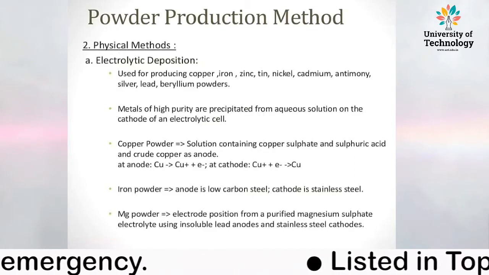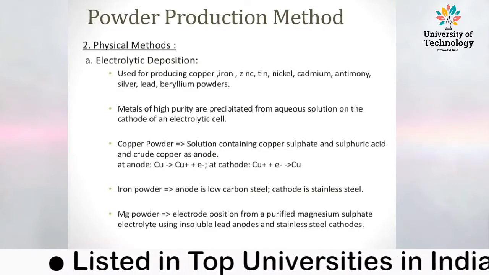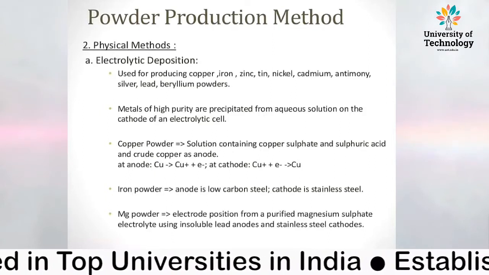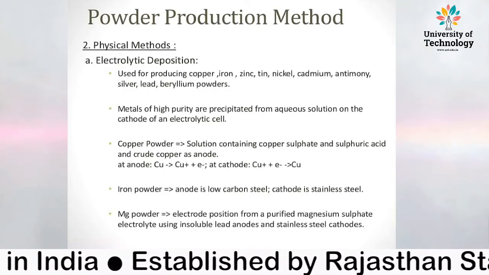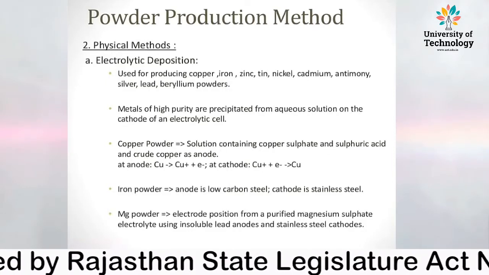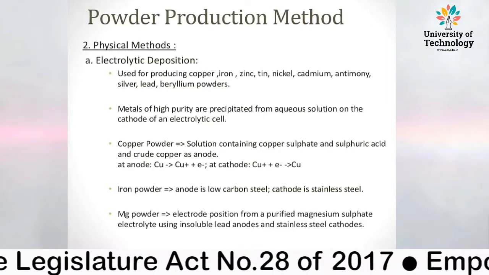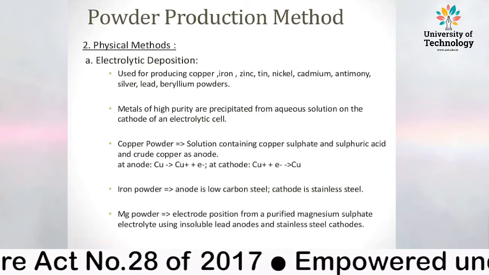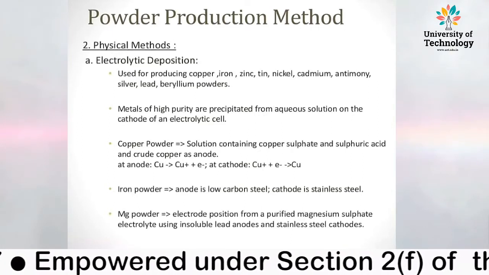Second one, physical methods. In the physical methods, electrolytic deposition is used for producing copper, iron, zinc, tin, nickel, cadmium, antimony, silver, lead, beryllium powders, etc. The metals of high purity are precipitated from aqueous solution on the cathode of an electrolytic cell.